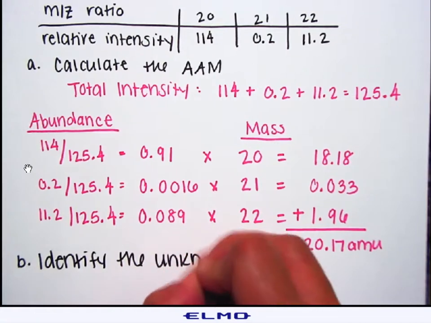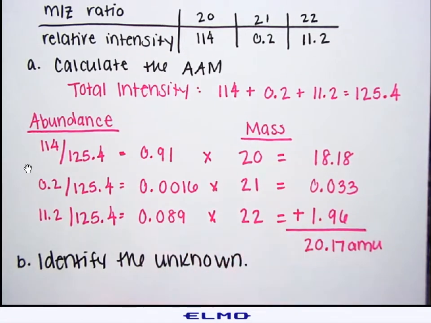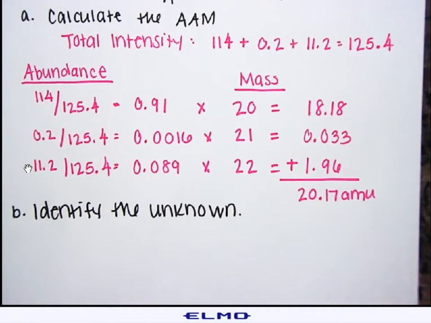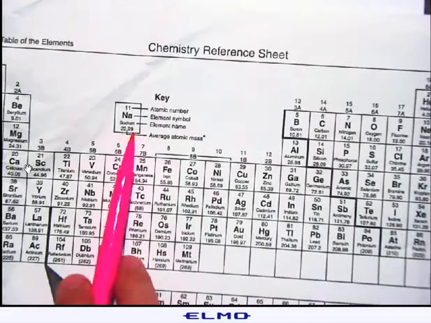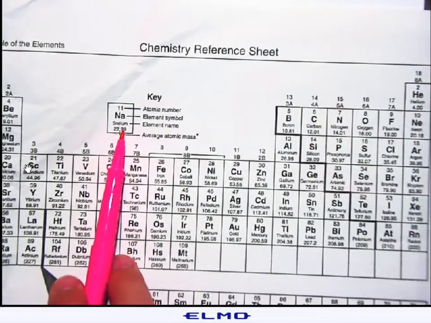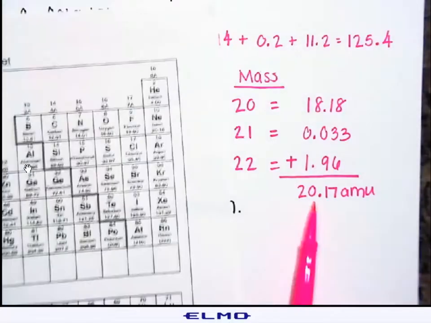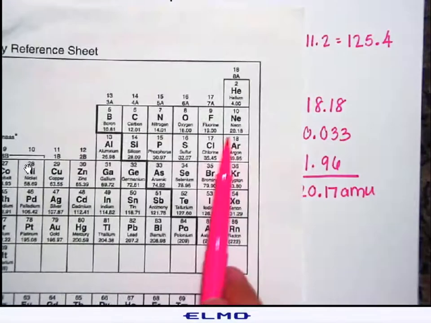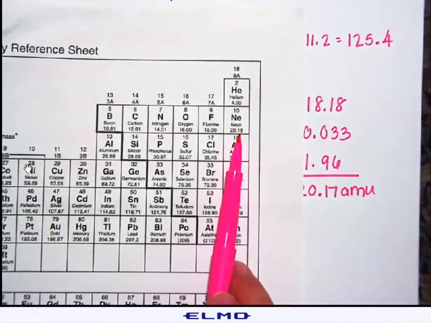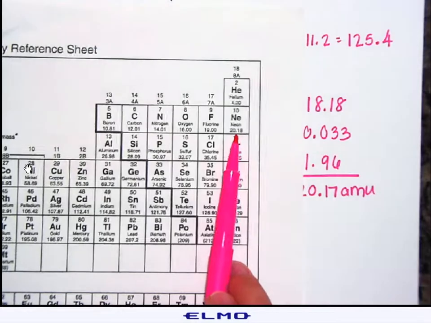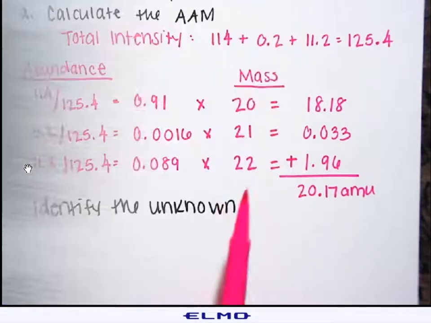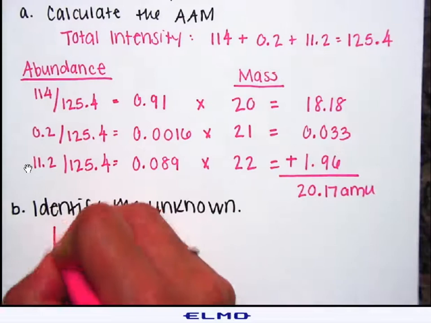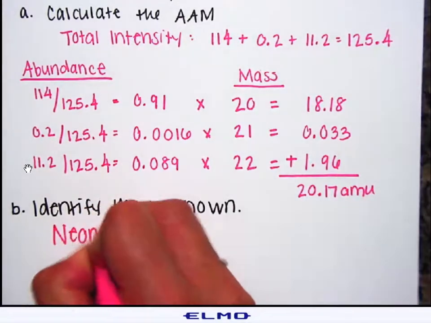So I did not tell you the identity of this unknown. So you might also have to identify it, and we can identify it by using its average atomic mass. So remember, average atomic mass is the number on the bottom of your periodic table. We got 20.17, which is really, really close to neon. Neon has an average atomic mass of 20.18. So this is most likely neon.